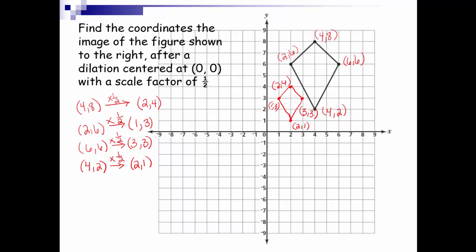You're going to notice our new shape is still a kite. Still looks just like the kite, except it's shrunk down. It's half as large. So that's how we find the image of our original kite after a dilation centered at the origin with a scale factor of 1/2. That's it. We're done with that problem.